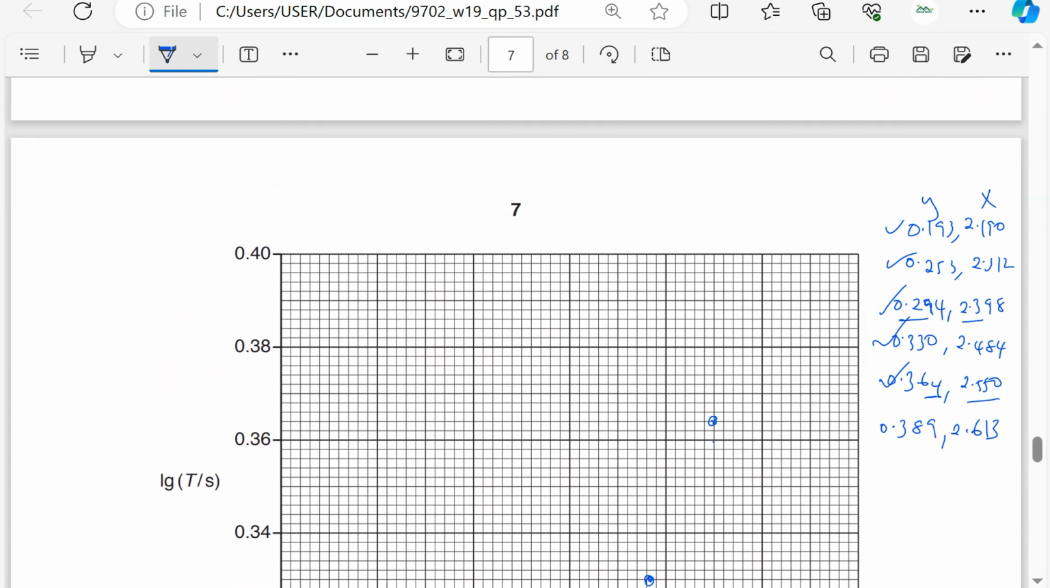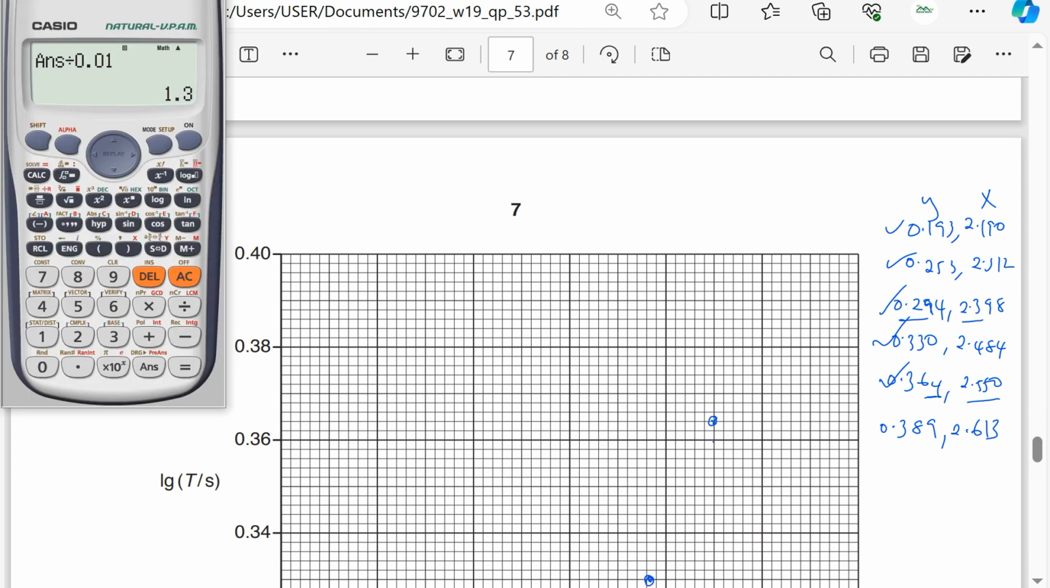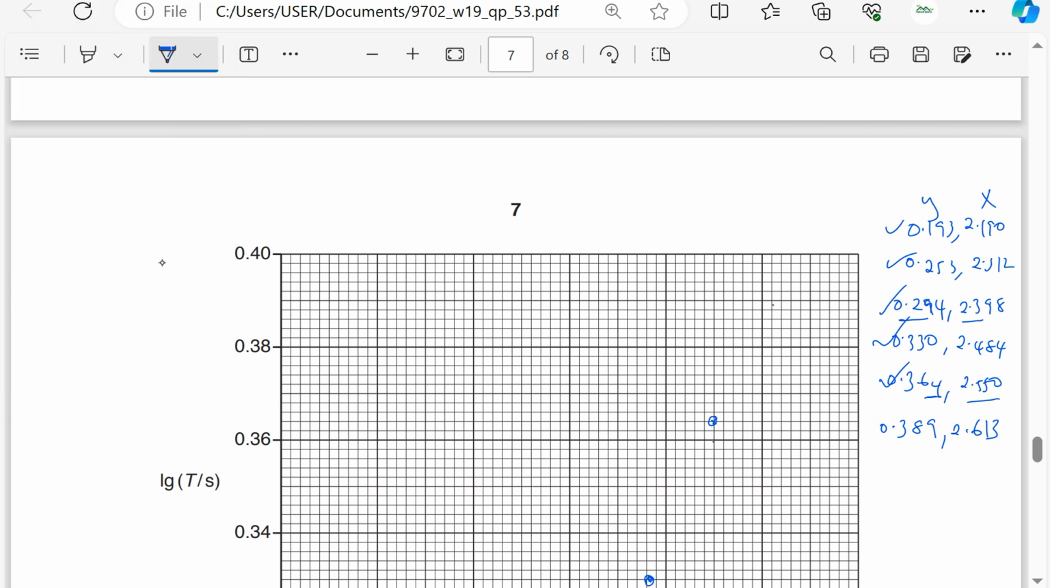Then on the y-axis, I have 0.389 minus 0.38 divided by the scale, which is 0.002. So that is 4.5. So 1, 2, 3, 4.5 in the center. But the other one was 1 and 1.3 squares, so it is approximately here. Okay, so that is the graph.